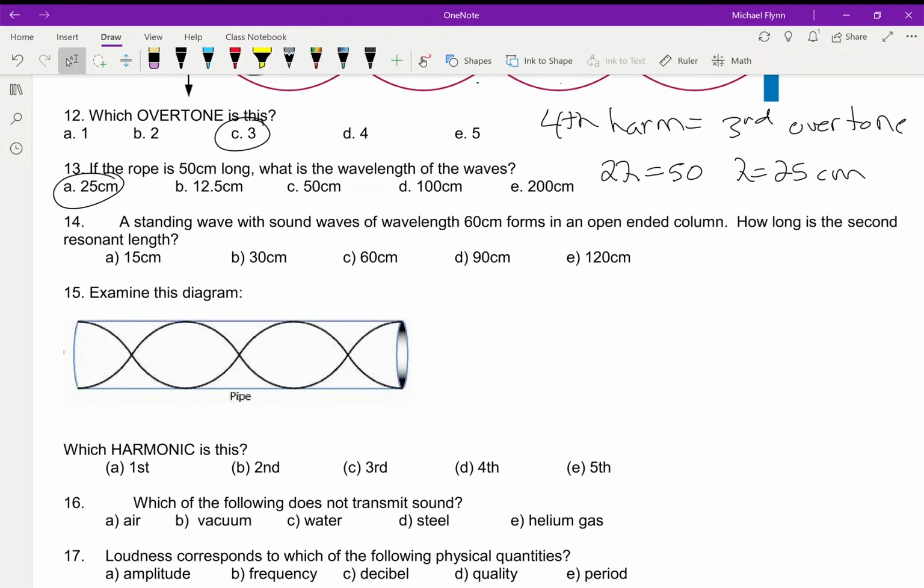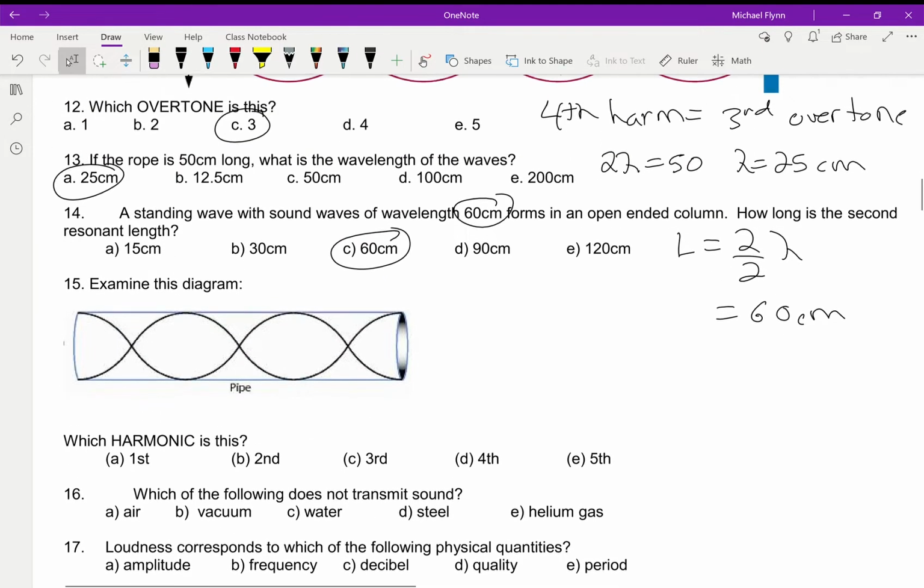Okay, a standing wave with sound waves of wavelength 60 centimeters forms in an open-ended air column. How long is the second resonant length? Well, in an open-ended air column, the second resonant length happens when the length is 2 over 2 wavelengths. Okay, so if the wavelength is 60, then 2 over 2 times 60 is just 60 centimeters. Okay, so the second resonant length would just be 60. That's it.